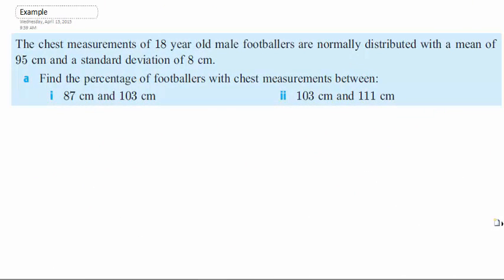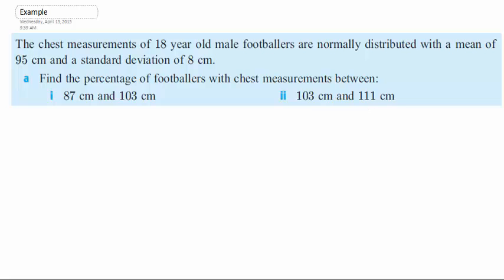Let's use this. So chest measurements of 18-year-old male footballers are normally distributed with a mean of 95 centimeters and a standard deviation of 8. Find the percentage of footballers with chest measurements between 87 and 103, and between 103 and 111.